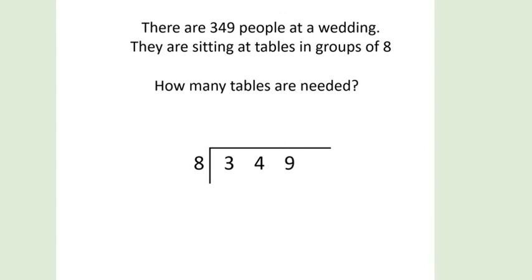So, how many 8s go into 3? 8 can't go into 3, so we will put a 0 above our line and exchange our 300s for 30 tens and put our 3 next to our 4 to make 34 tens. Right, now how many 8s go into 34? 8, 16, 24, 32. Yes, 8 goes into 34 4 times.